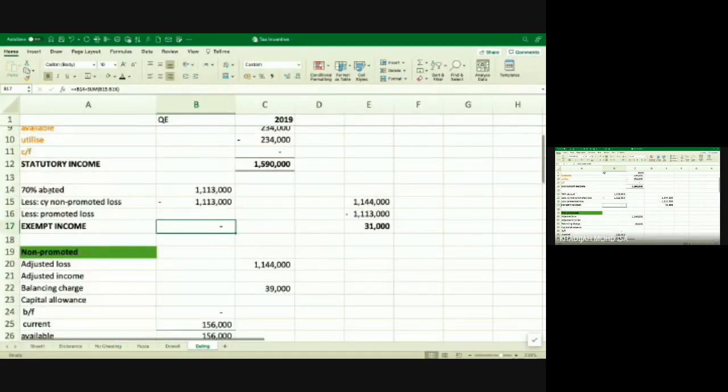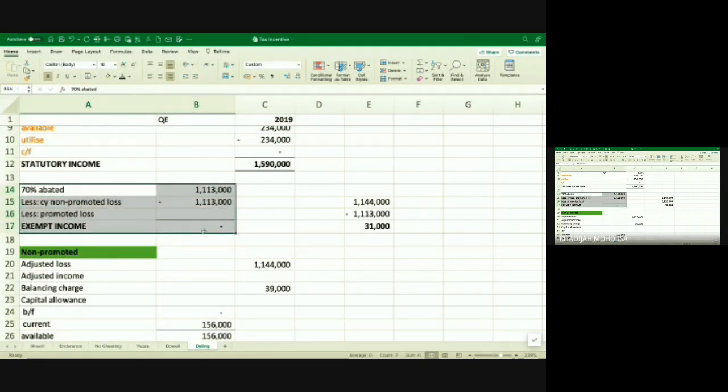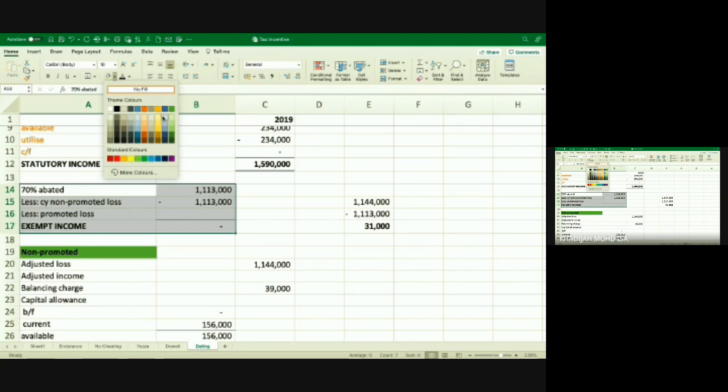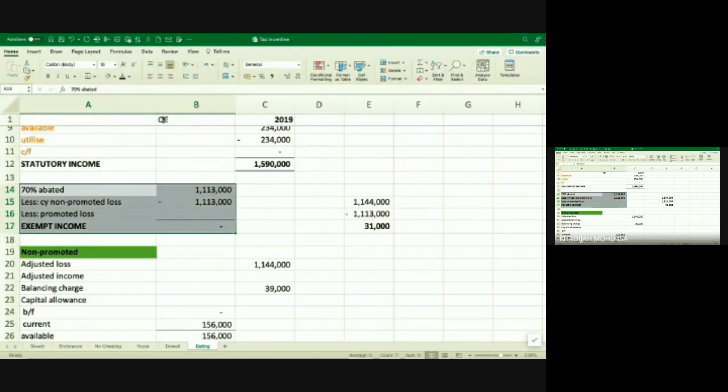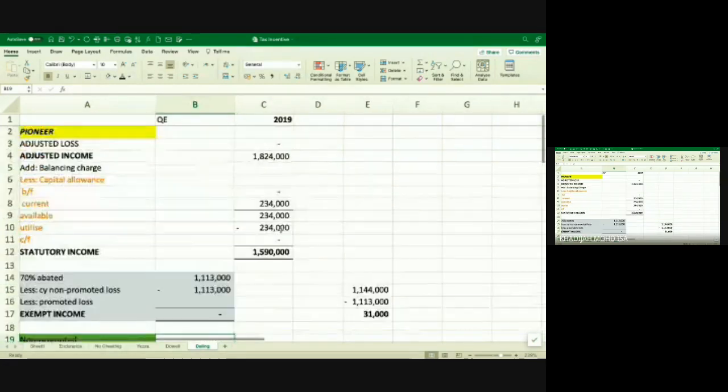Remember that this area does not go into your computation. It's just that I want to show the exempt income account. All right, any question for that? For question number 1?